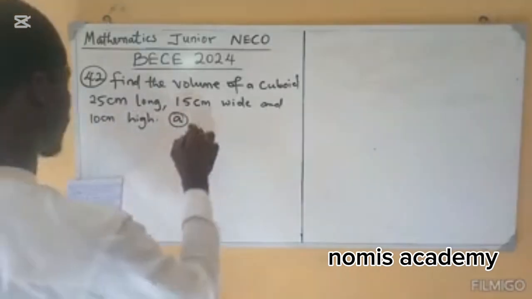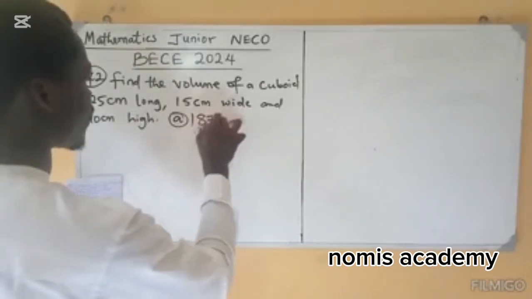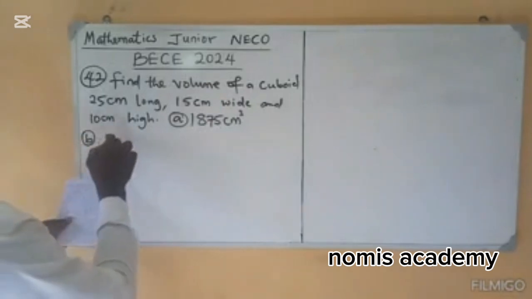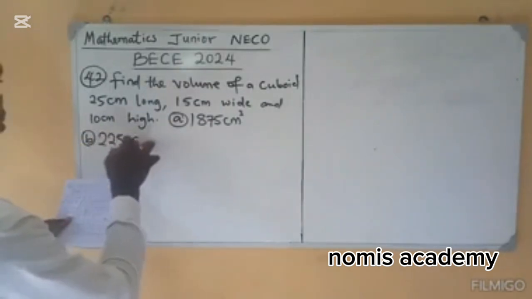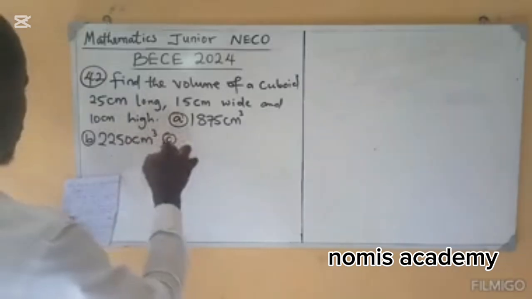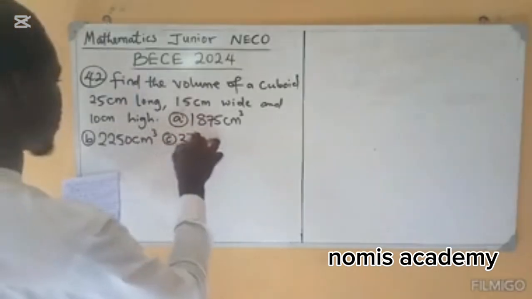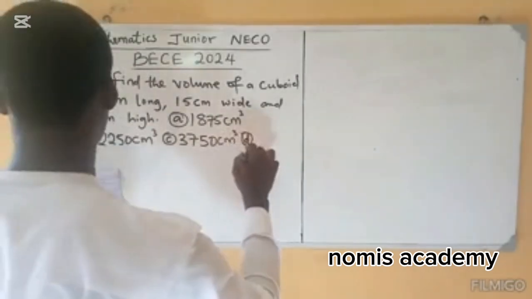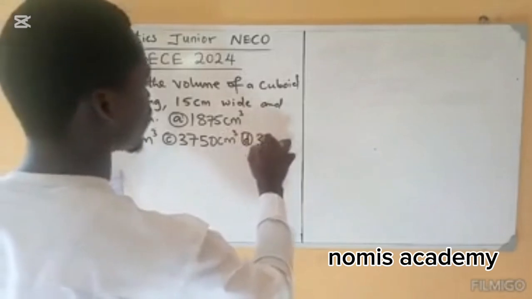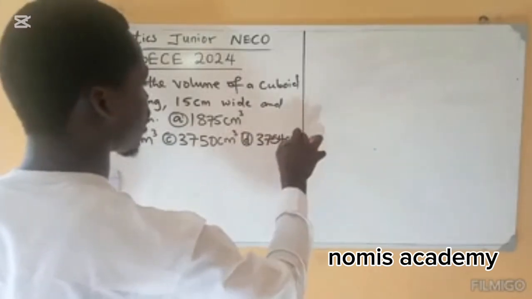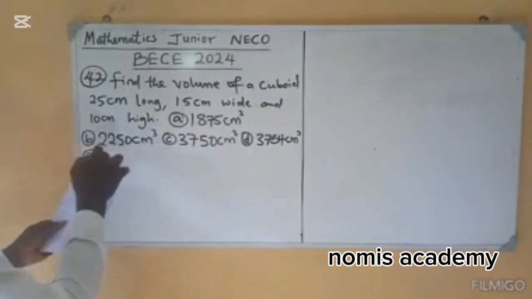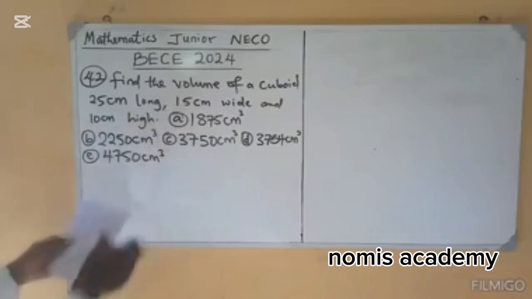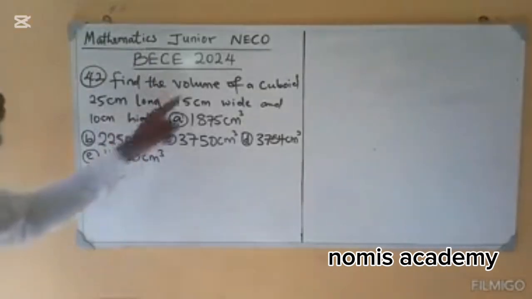Options are A, 1875 centimeter cube, B, 2250 centimeter cube, C, 3750 centimeter cube, D, 3754 centimeter cube, and then the last option E, 4750 centimeter cube. Now we are asked to find the volume of a cuboid.